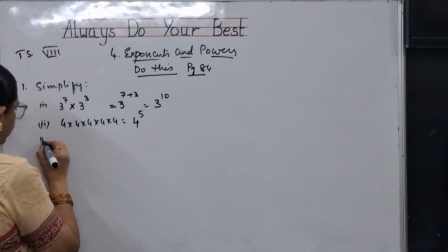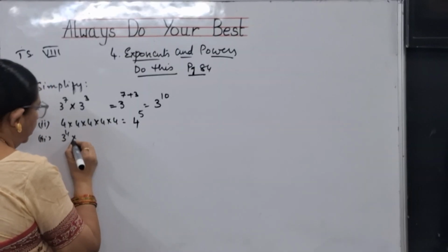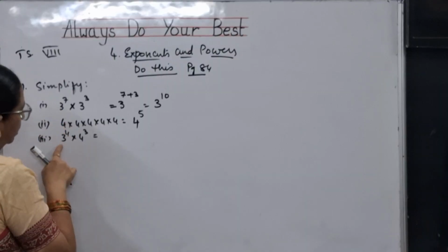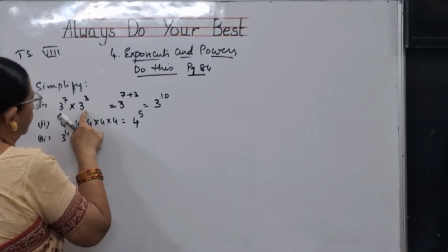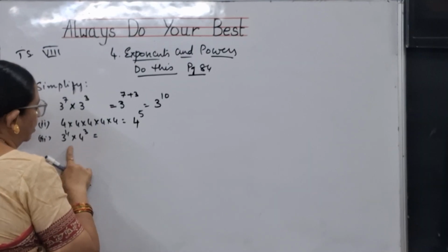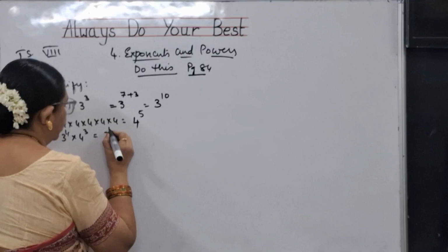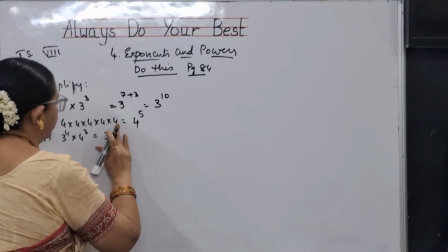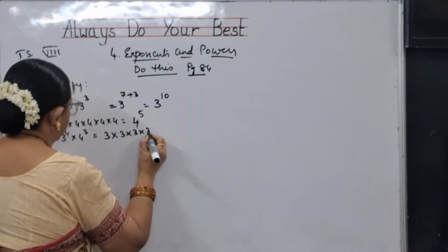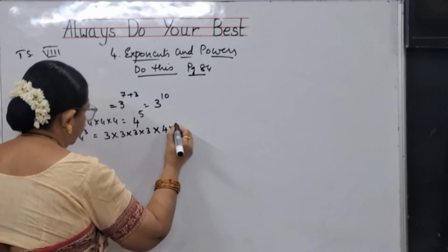Third bit, 3 to the power of 4 into 4 cube. Here, children, the difference is that in the earlier one the bases were same, so I added the powers, but here the bases are not same. So I cannot add. What does this mean? 3 to the power of 4 means how many times do you have to multiply 3? 4 times, 1, 2, 3, 4 times. And 4 should be multiplied 3 times.